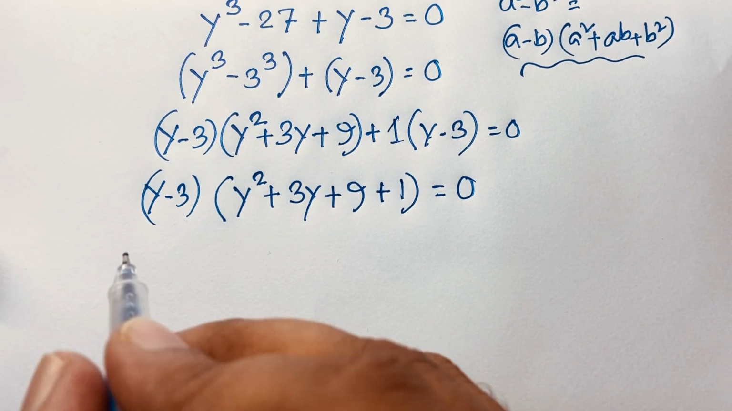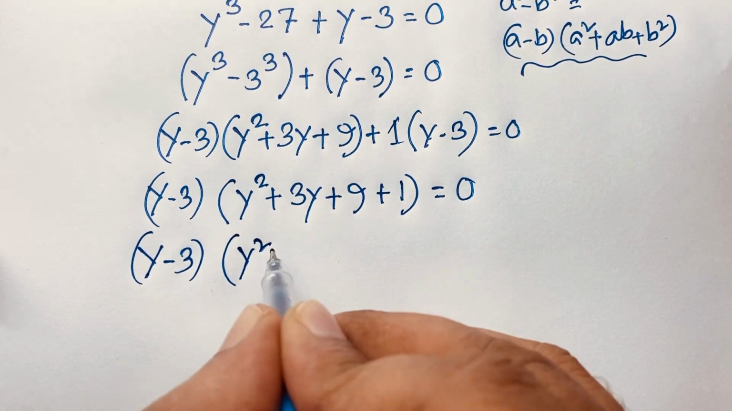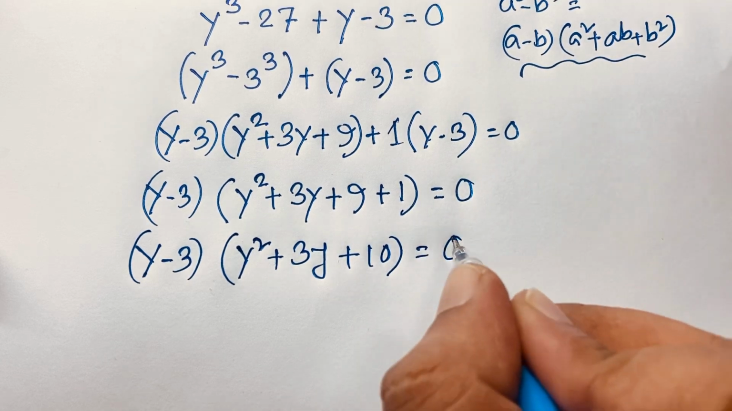Then we'll find here 2 cases: y minus 3 times, and here is y square plus 3y plus 9 plus 1, which will be 10, is equal to 0.